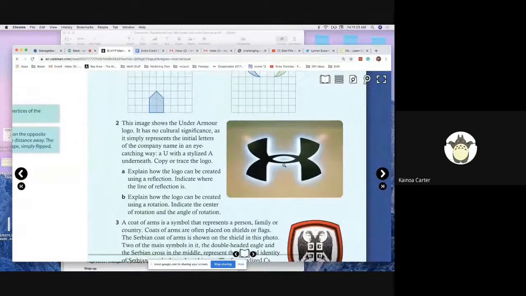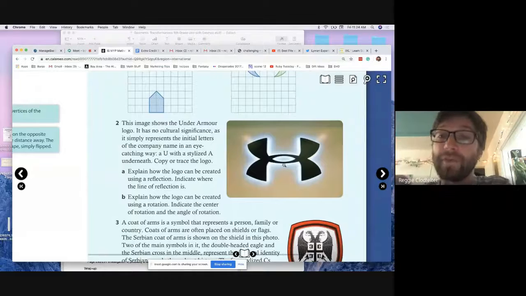Reggie, can't it just be lines of symmetry? Can you think of a line of reflection as a line of symmetry? Yes.